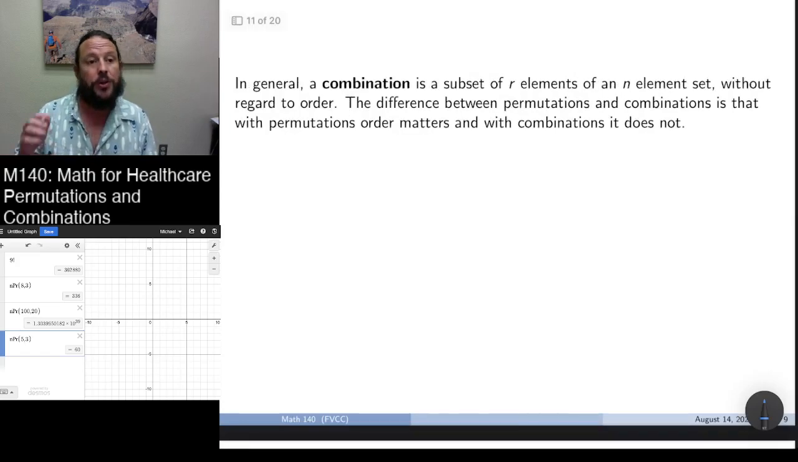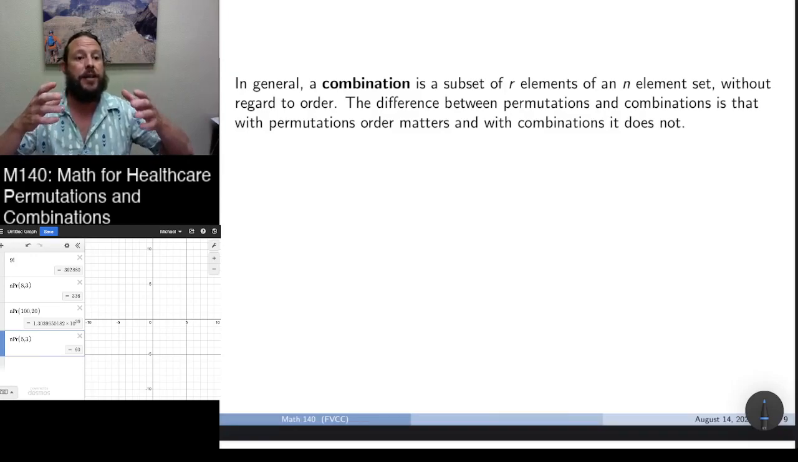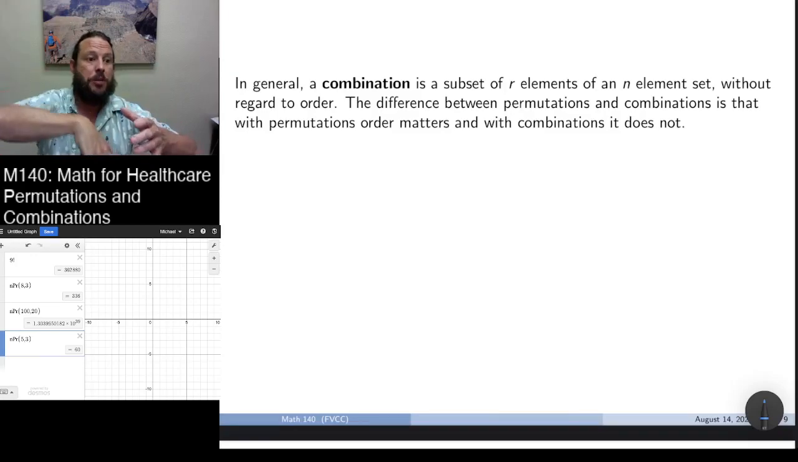In general, we call this a combination. All right, that's our other thing. This is where order doesn't matter. So a combination is a subset. Remember, subsets don't have any order: R elements of an n element set without regard to order. The difference between permutations and combinations is that with permutations, order matters, and with combinations, it does not. All right? I like to think of combinations as: I got a bag of things, distinct items. I'm reaching my hand in there, and I'm pulling out R of them. How many ways can I do that?